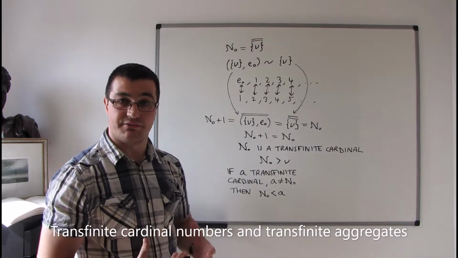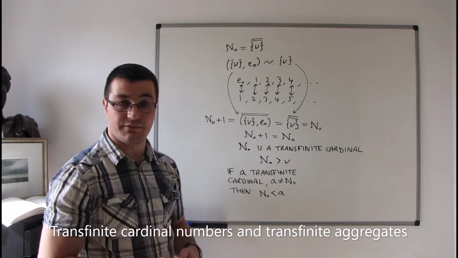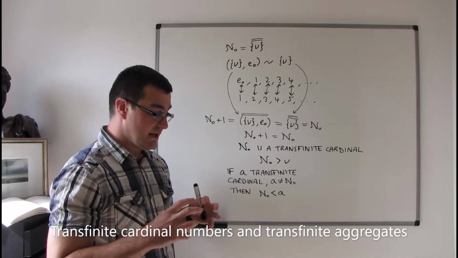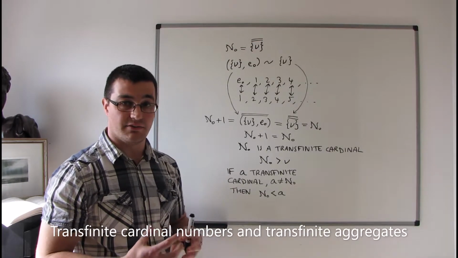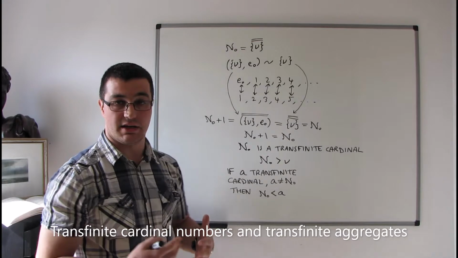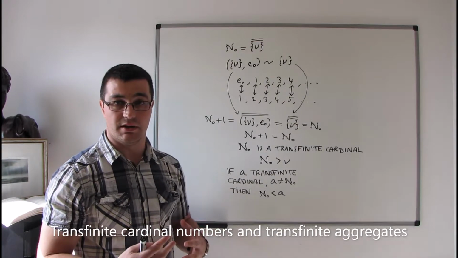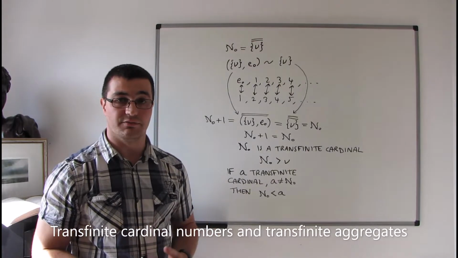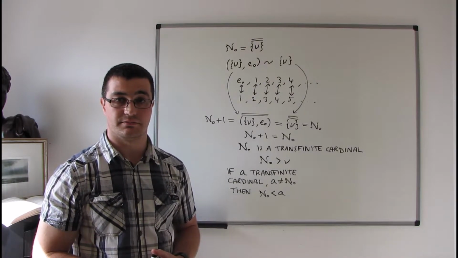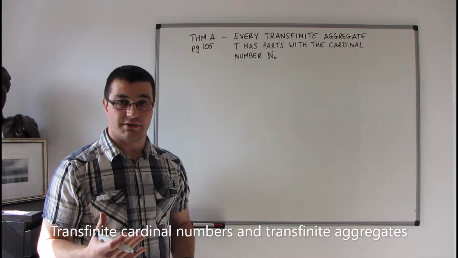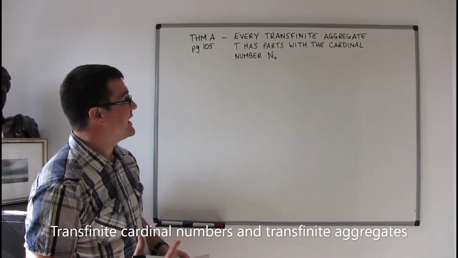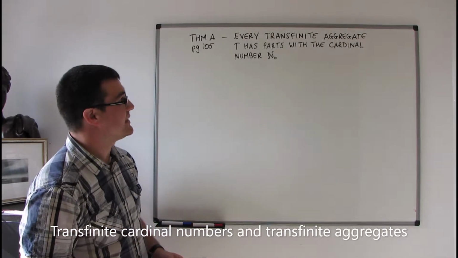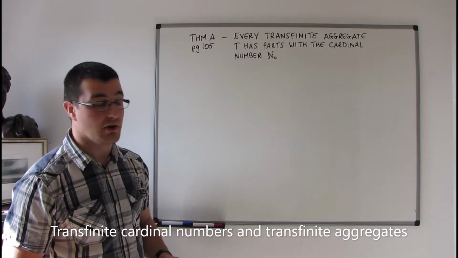And I'm wanting to focus on this theorem just for a few minutes because historically it is quite a significant theorem. It's been the source of quite a bit of controversy. So I'm going to go through this theorem in a little bit of detail now. The theorem written on the board is: every transfinite aggregate T has parts with the cardinal number Aleph naught.